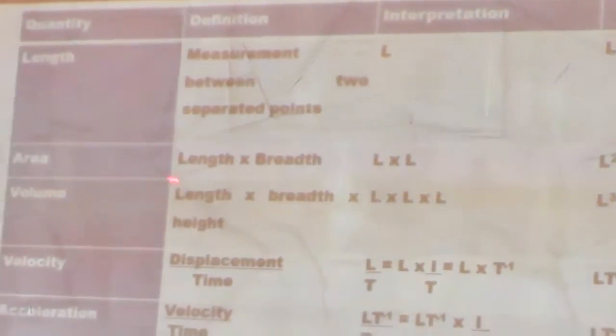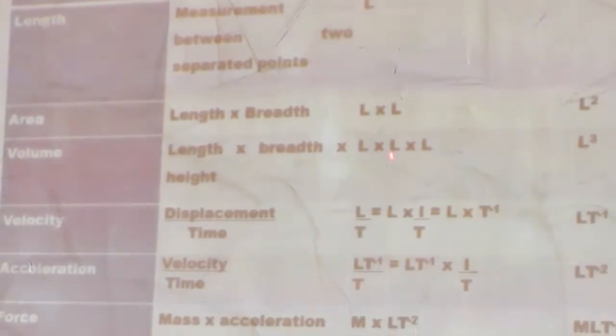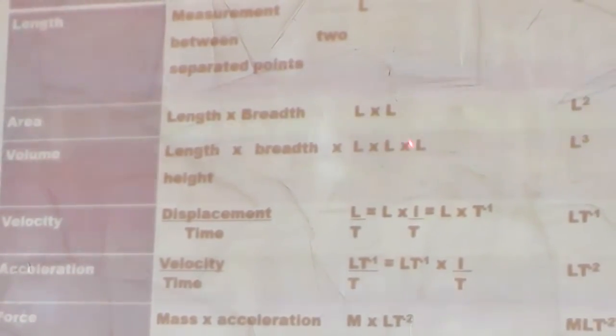Then length. Length is the measurement between two separated points. The interpretation of this is L, which is length, and the dimension of length is also given as L. Then look at area now. We have length multiplied by breadth. What is the interpretation of length here? It is still L, because it is measured in meter. The breadth here is also measured in meter. Therefore, its interpretation is also L.